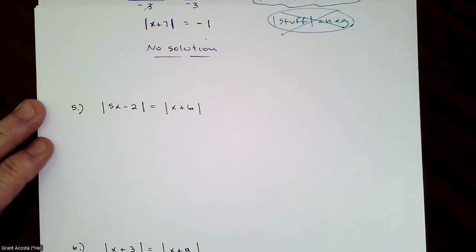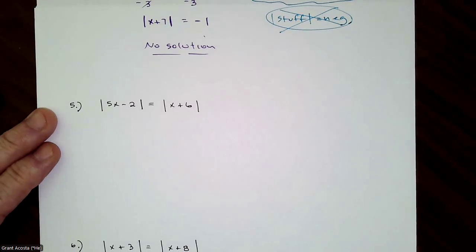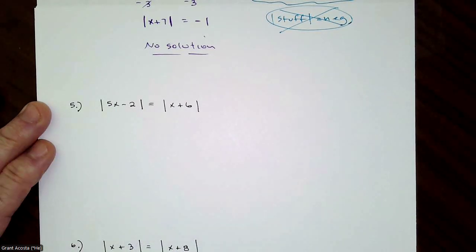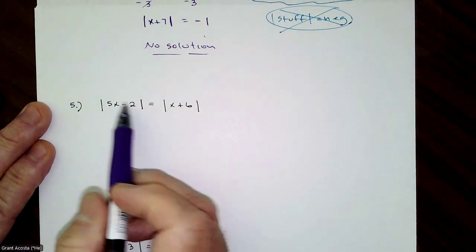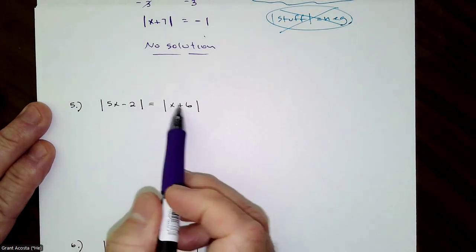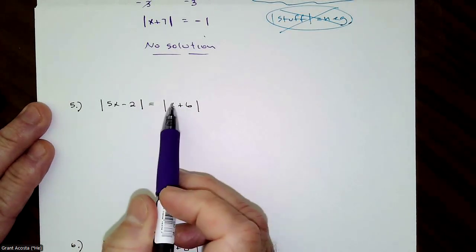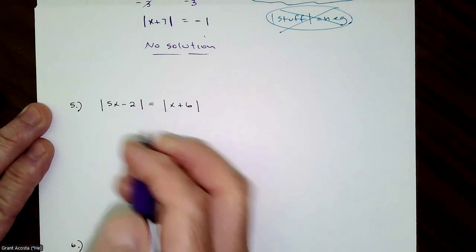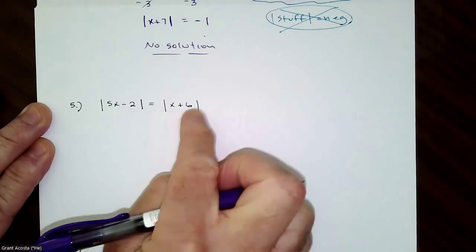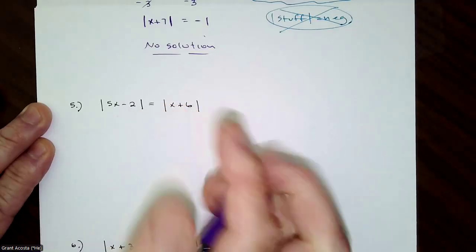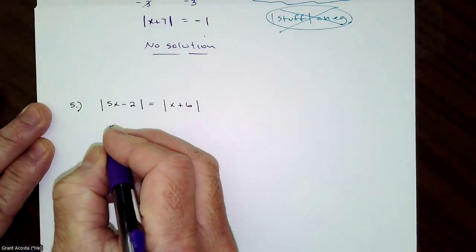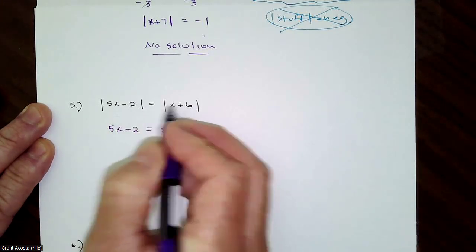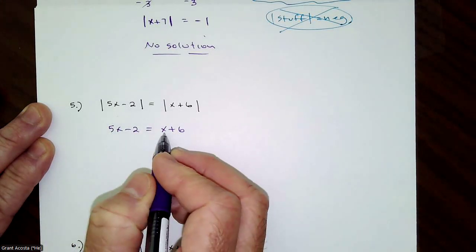Now, what if we have both of these in absolute value? So I'm trying to solve something like this. The truth is you could work with either one, and if we treat it the same way, do the same sort of algorithm, we could say that the absolute value of this stuff is going to equal this when it's positive, which is x plus 6. So we could have 5x minus 2 equals x plus 6. If both of these were positive, that's the equation we would have.